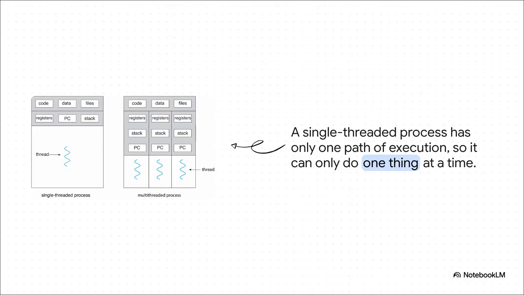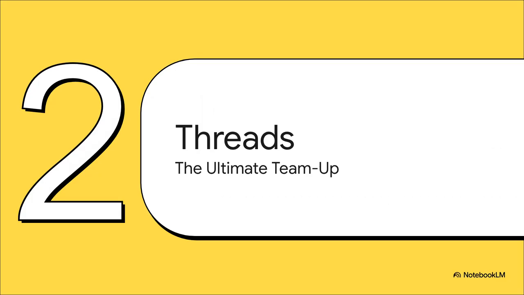This picture shows the problem perfectly. A traditional process is single-threaded. That just means it has one path of execution. Think of it like a single worker who can only do one thing at a time. If that one task is, say, downloading a huge file, everything else in that app just has to sit there and wait. It's a massive bottleneck, and it's exactly what led to a much, much better way of doing things. And that better way? It came in the form of threads.